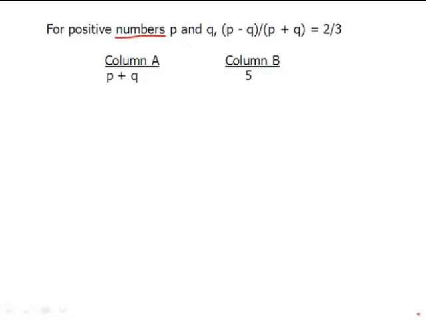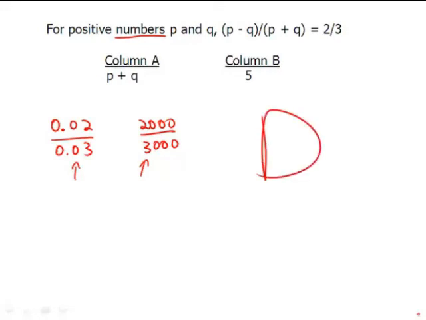So, if we have a fraction that equals 2/3, well, let's think about that. A fraction equal to 2/3 could be 0.02 over 0.03. That fraction would equal 2/3, and in that case, p plus q would be a tiny decimal. A fraction equal to 2/3 could also be 2,000 over 3,000, in which case p plus q would equal 3,000. So in other words, we could make the denominator, p plus q, either very small or very large. And this means we have no way of determining what its size is compared to 5. And therefore the answer is D, the relationship cannot be determined.